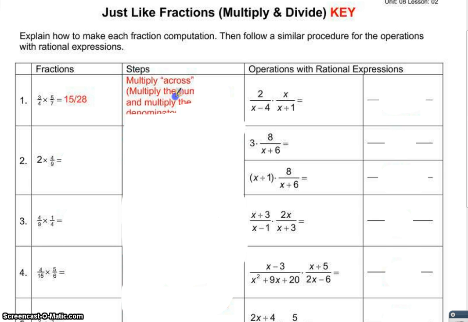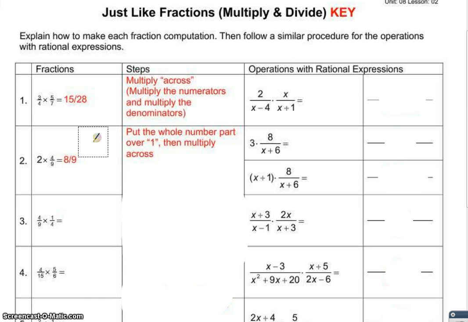So my steps: I'm going to multiply across. Like I said, I multiply the numerators and I multiply the denominators. Let's look at number 2. For number 2, I take my whole number and put it over 1. Then I multiply across, just like I did in the first one. So here I end up with 8/9.